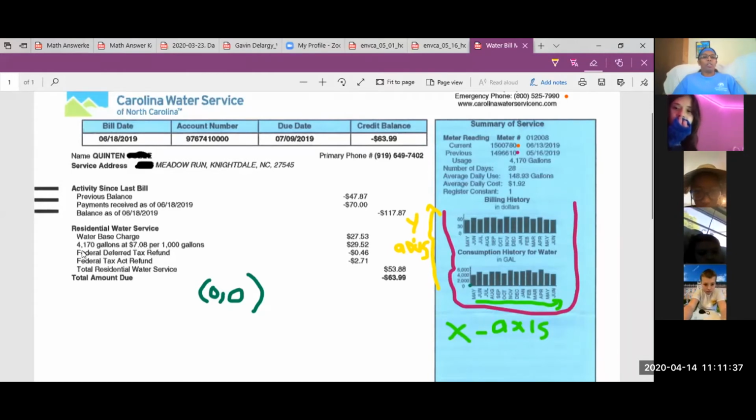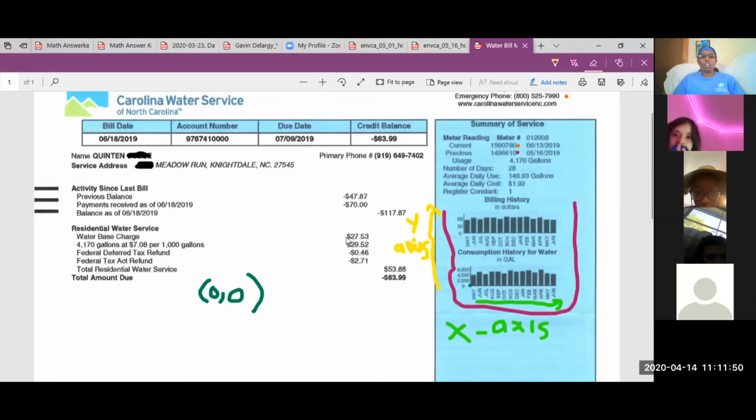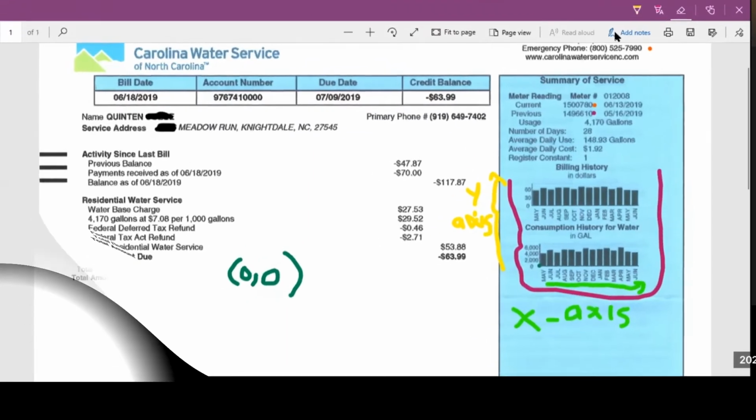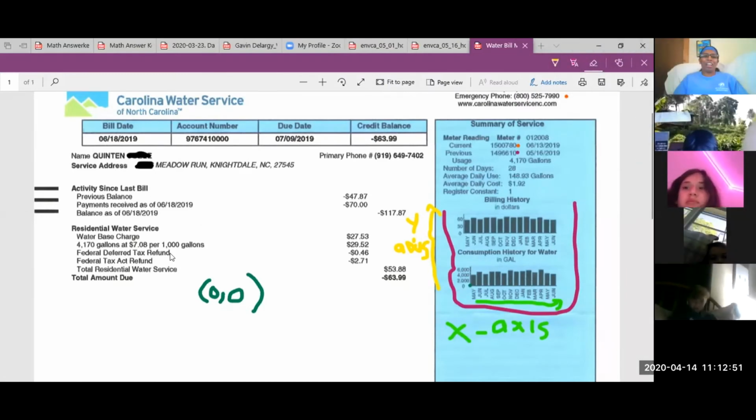Okay, so right now, the resident company used 4,170 gallons, and then $7.08 per 1,000 gallons. So the total amount for water cost the homeowner $29.52. Okay, next is, how much of tax did the federal government refund the homeowner?